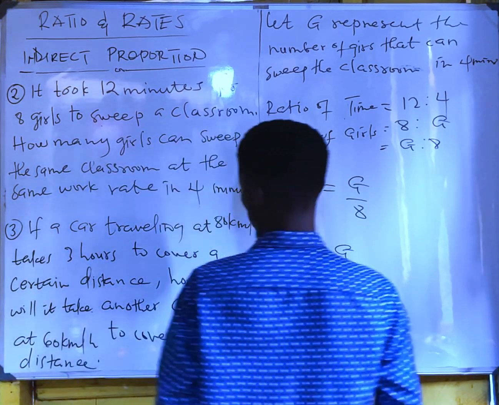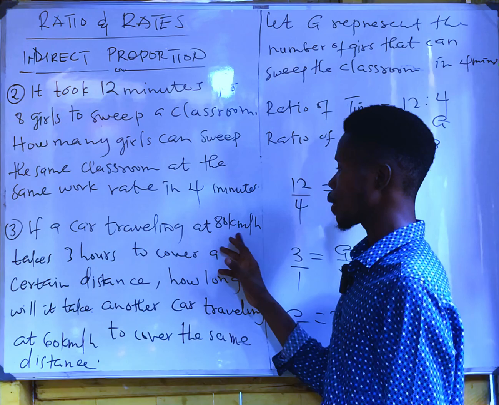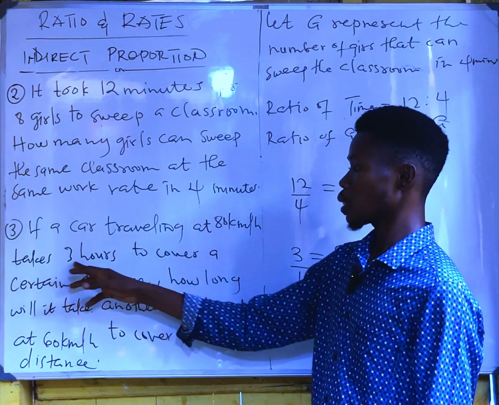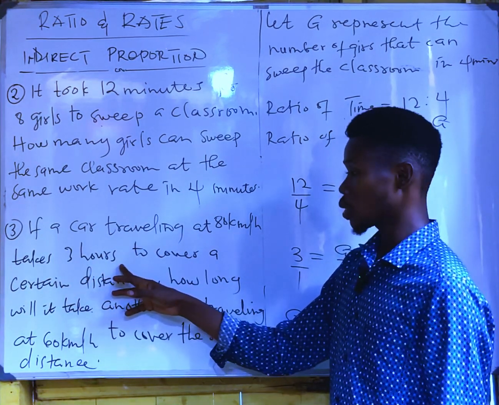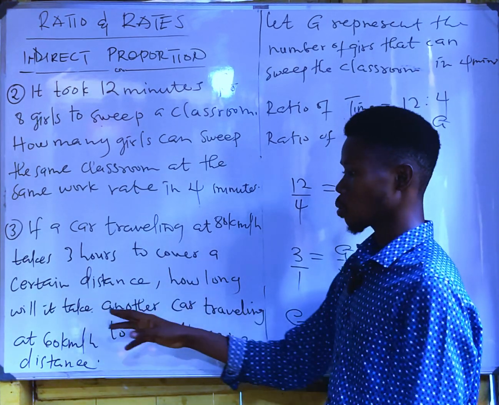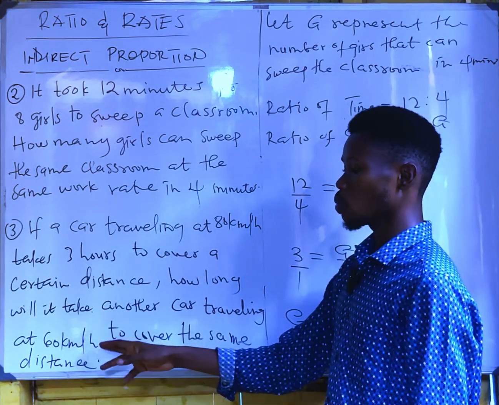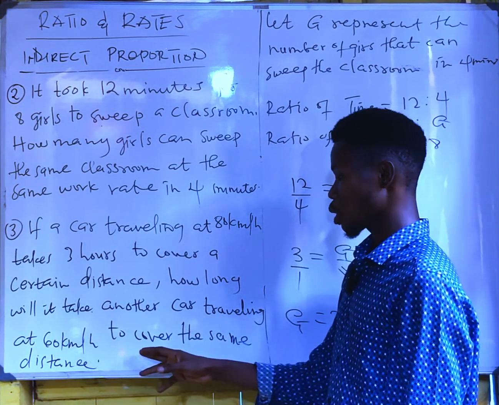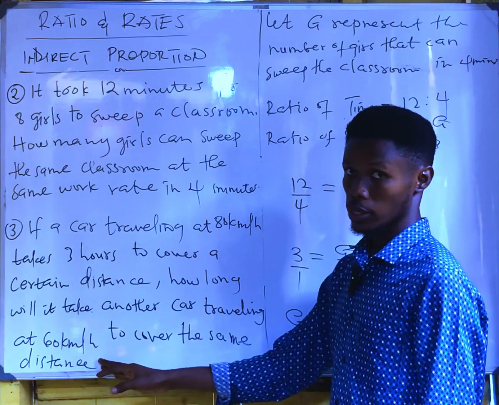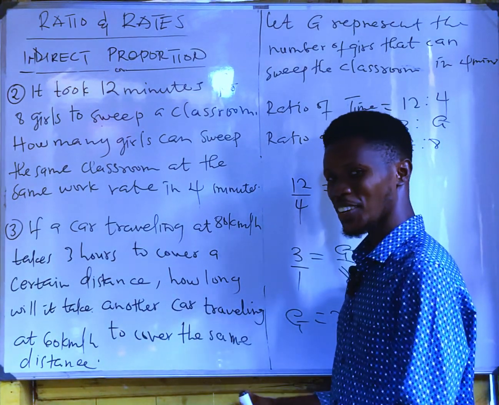Now let's look at the last example. If a car traveling at 80 kilometers per hour takes 3 hours to cover a certain distance, how long will it take another car traveling at 60 kilometers per hour to cover the same distance? So try this and leave the answer in the comment section.